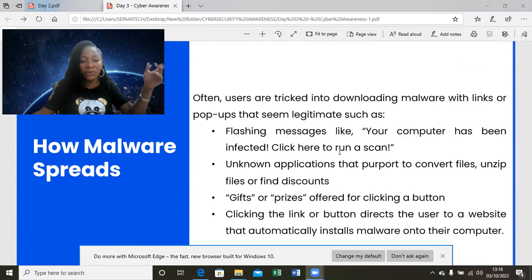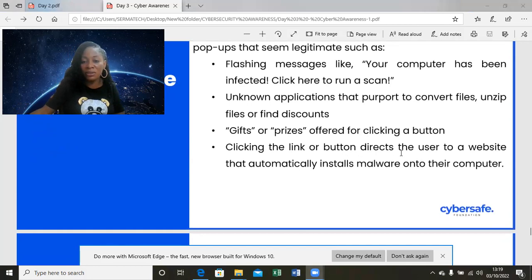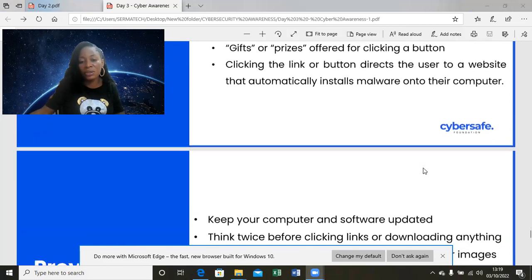Oh, we talked about it before, ransomware. You're scared. Oh, my computer has been infected. Oh, let me quickly do this, not knowing that this is where the problem actually lies. Unknown applications that purport to convert files, unzip files, or find discounts. Gifts or prizes offered for clicking a button. Oh, you have won this, that. Click this to access it, and then you go click, not knowing that you're making yourself vulnerable to malware attacks. Clicking the link or button directs the user to a website that automatically installs malware onto their computer.